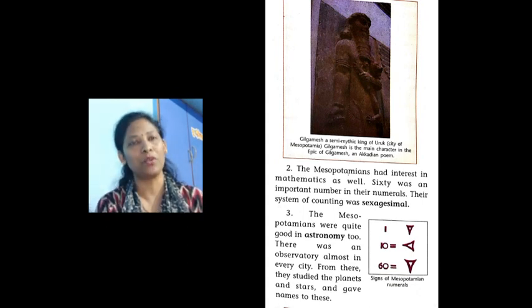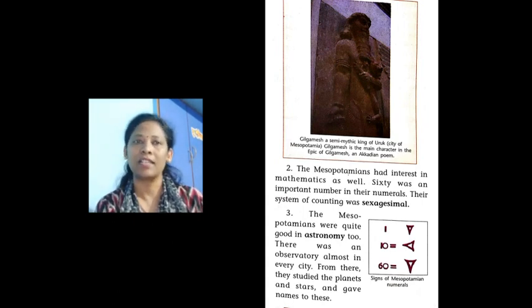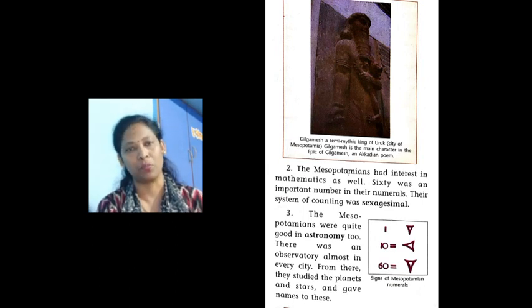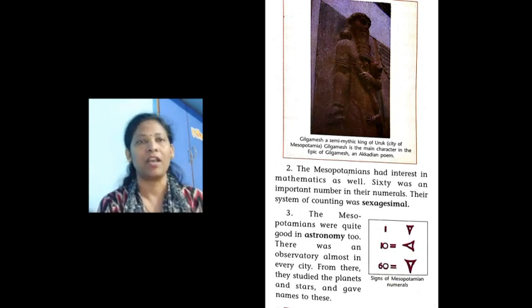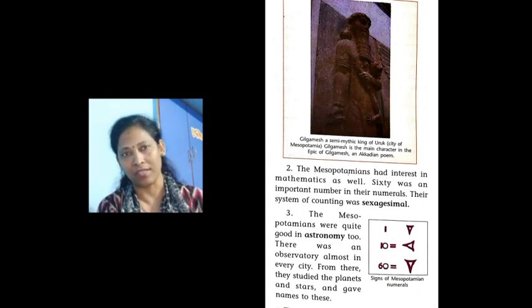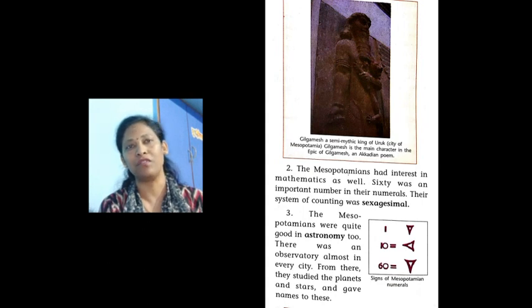Okay, so the second point of growth of knowledge is the Mesopotamians had interest in mathematics also. So 60 was the important number in the numerals, and the system of counting was sexagesimal. The third one is the Mesopotamians were quite good in astronomy. They had an observatory almost in every city, and from there they used to study the planets and the stars, and they used to give names to them. And here you can see one picture showing the signs of the Mesopotamian numerals. Here you can see a sign which is given for the number 60.